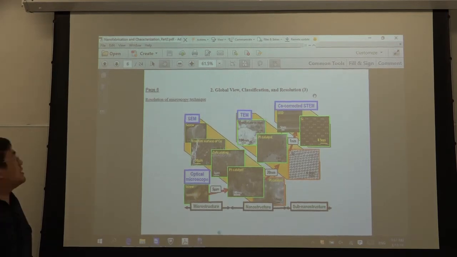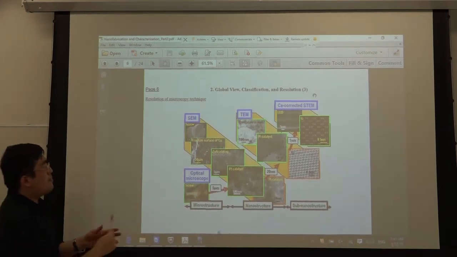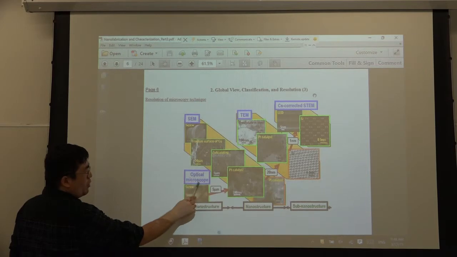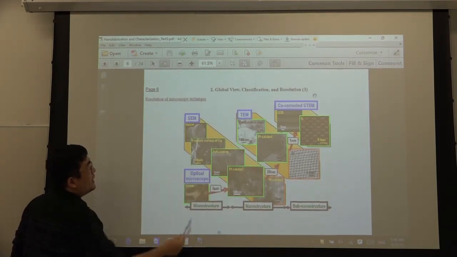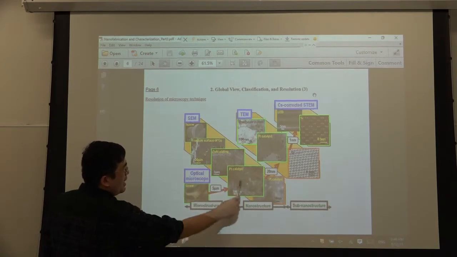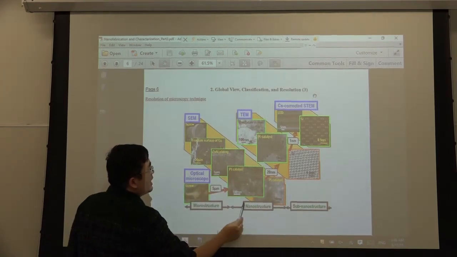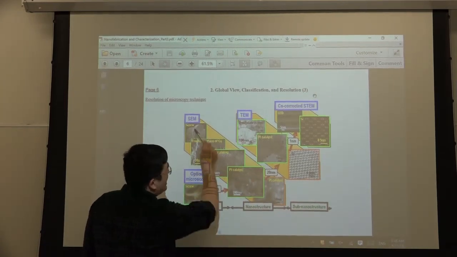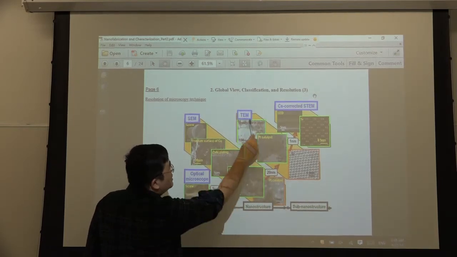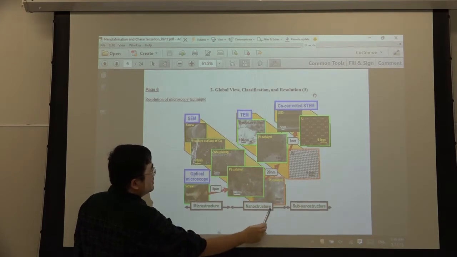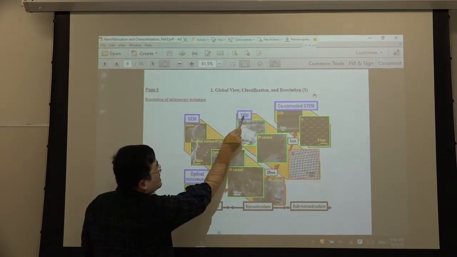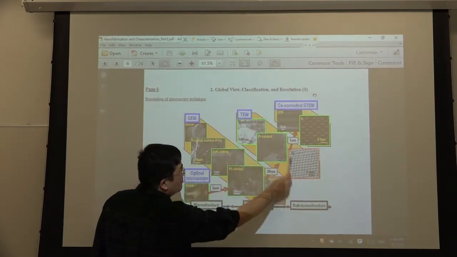This is the resolution, which is very important. You can see optical microscopy is typically at the micron scale. Then with SEM or TEM, it becomes 10 nanometers or 1 nanometer. SEM, scanning electron microscopy, is around 10 nanometers. Transmission electron microscopy is 1 nanometer.